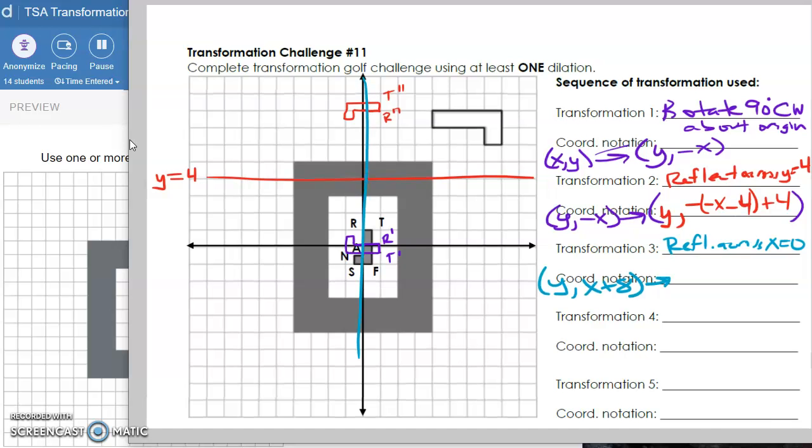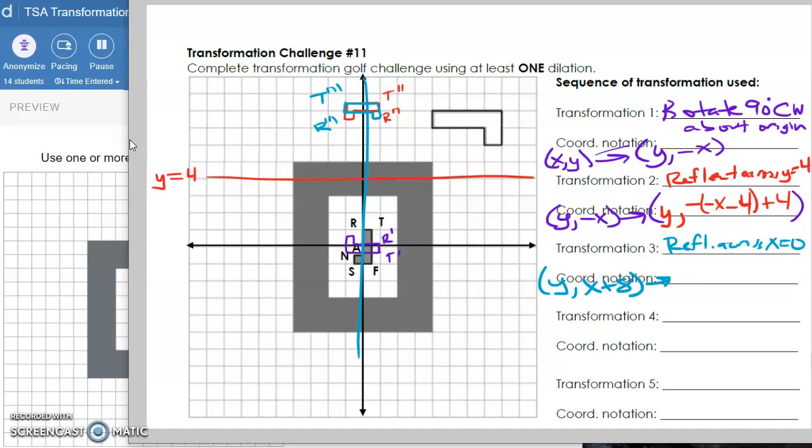And so the whole thing's going to flip like that, and my new T triple prime is going to be over here, and my R triple prime is going to be over here, and it'll be oriented correctly at that point. So a flip across the x-axis moves things horizontally. It sort of shifts all the points horizontally.